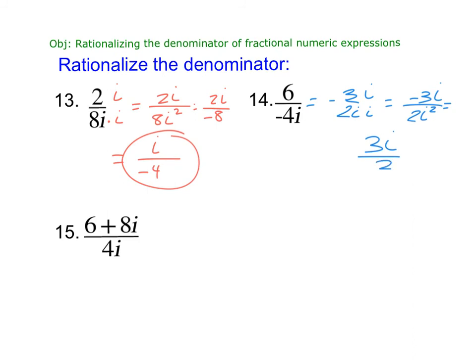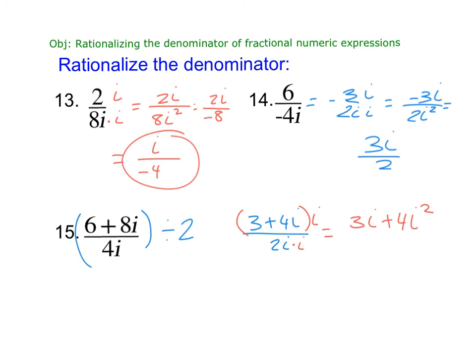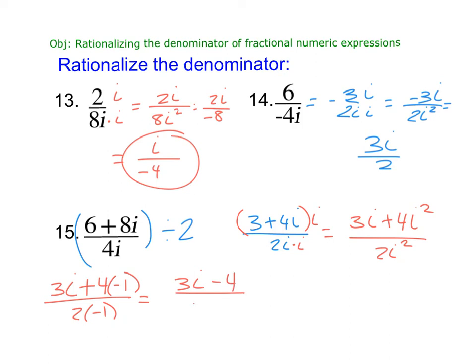And then this one, again, you can divide everything to start if you want. It doesn't really matter. I'll try that. Divide everything by 2. 3 plus 4i all over 2. I multiply everything by i. So we get 3i plus 4i squared over 2i squared. Replace my i squareds with negative 1. So 3i plus 4 times negative 1, 2 times negative 1, 3i minus 4 over negative 2.